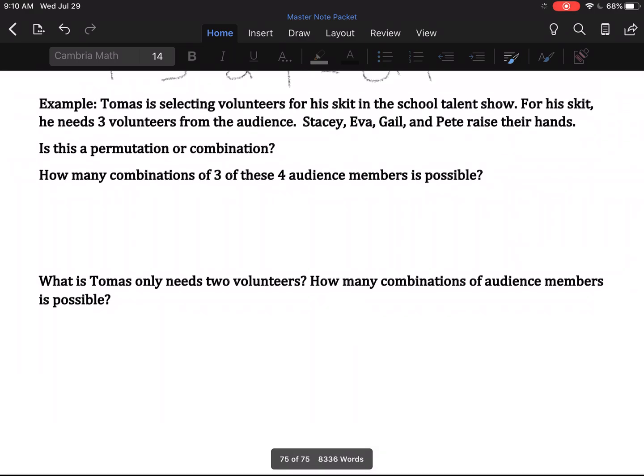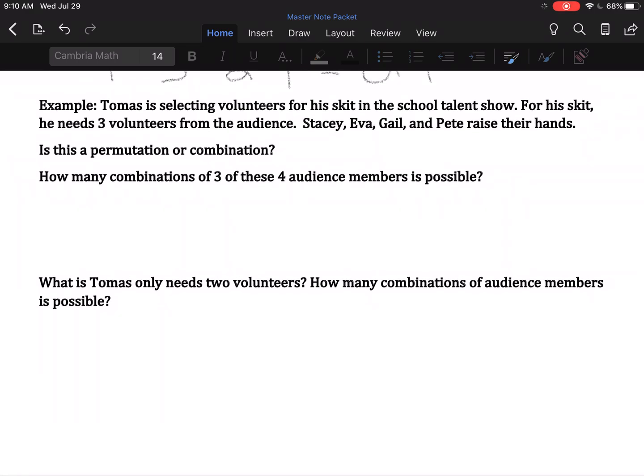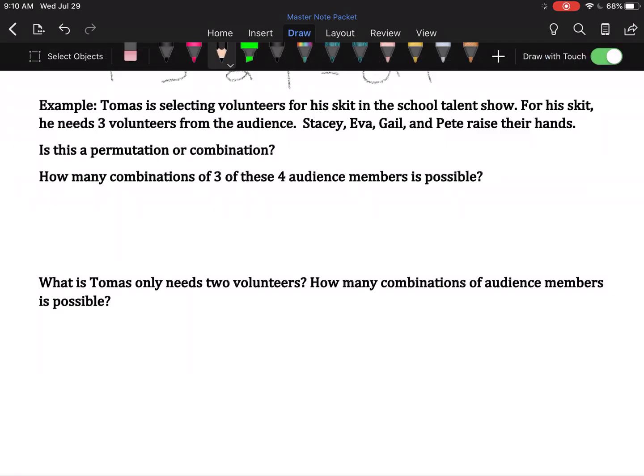Tomas is selecting volunteers for his skit in the school talent show. For his skit, he needs 3 volunteers from the audience. Stacy, Eva, Gail, and Pete raise their hands. Is this a permutation or a combination? Well, he just needs 3 people. It doesn't matter if he picks Stacy, Eva, Gail, or Gail, Eva, Stacy. It's the same group of people. So this is a combination.